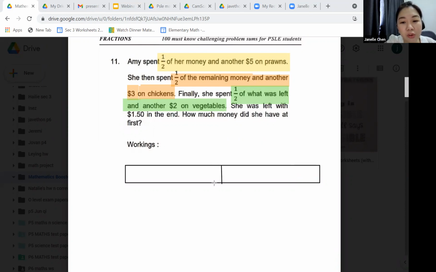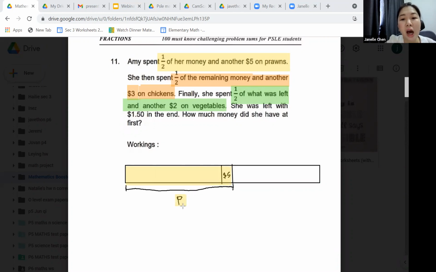What I will start with is this half. They say half of the money and another $5 on prawn. So basically I will cut a little bit more into the other half and label inside here as $5. So this whole thing from here all the way until the $5 here is for the prawn. Then my yellow sentence is basically done. Here is the amount that I spent on prawn.